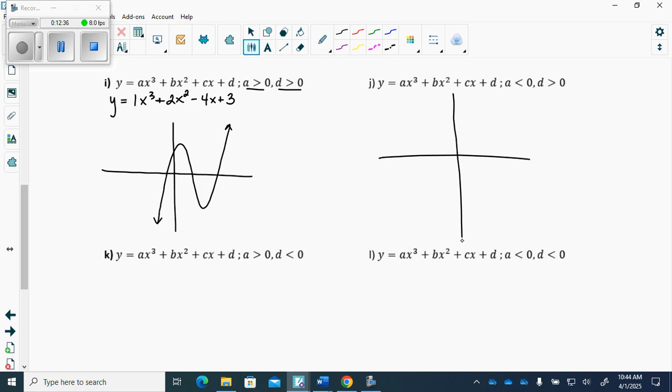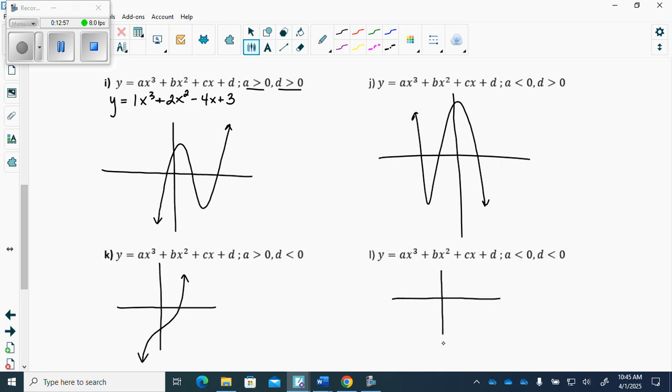Okay, this one needs a positive. It needs to end down. So add a positive y-intercept, you do something like that. This one is a positive A, negative D. Could be something like that. And this one is a negative A, so it needs to end down on the right. So it could be something like that. And you could have a point of inflection in it.